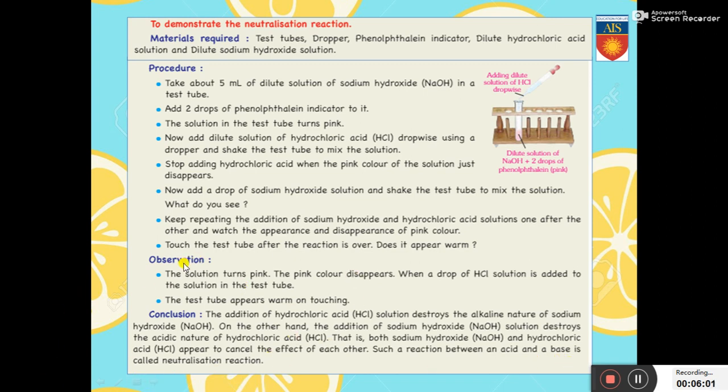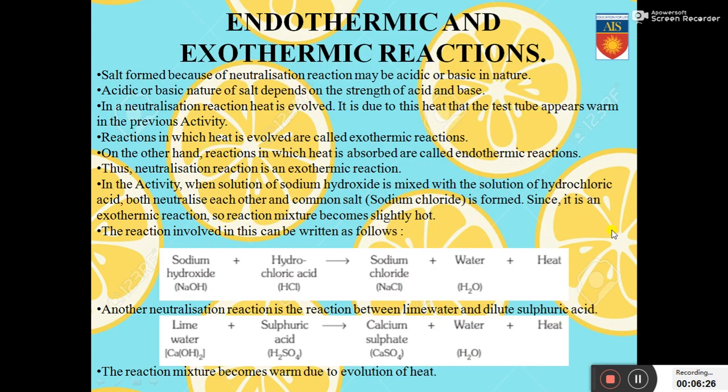So what is happening? Look into it. As soon as you are adding an acid, the medium is turning acidic and it is appearing colorless, and the moment you are adding a base, the medium becomes basic and it is turning pink in color. This continuous process of acid and base mixing is called a neutralization reaction. And what is happening in a neutralization reaction? Heat is being produced. Here we come and learn about endothermic and exothermic reactions.